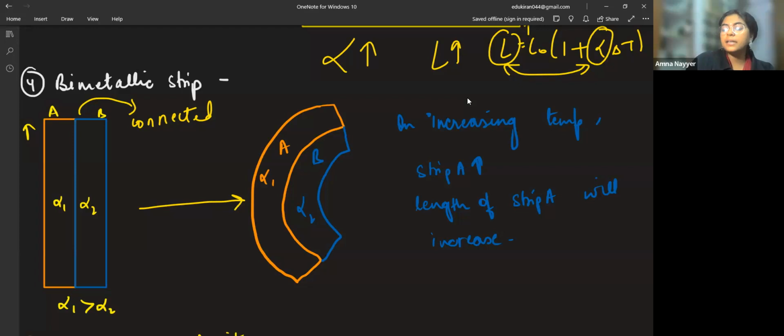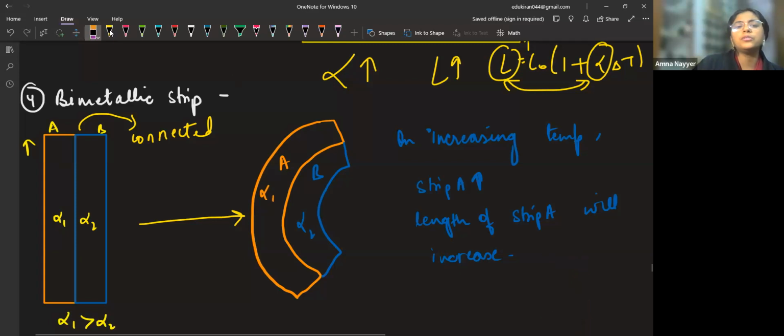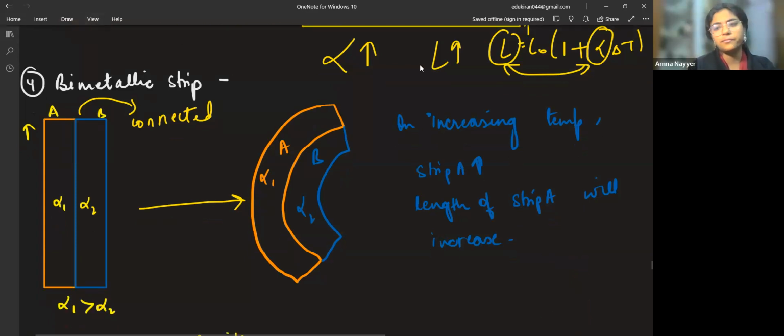So on increasing temperature, the length of strip A will increase. Fine, length of strip A increases. If suppose the coefficient of B was greater, it would have expanded like this, with B here, A here. Whichever has the greater value of alpha, that length will increase. This property only you should remember for the questions.